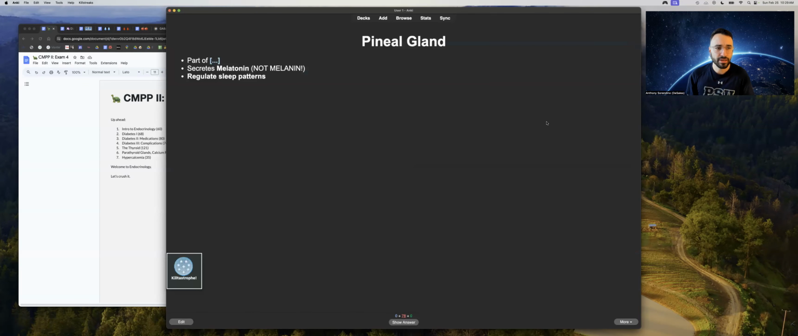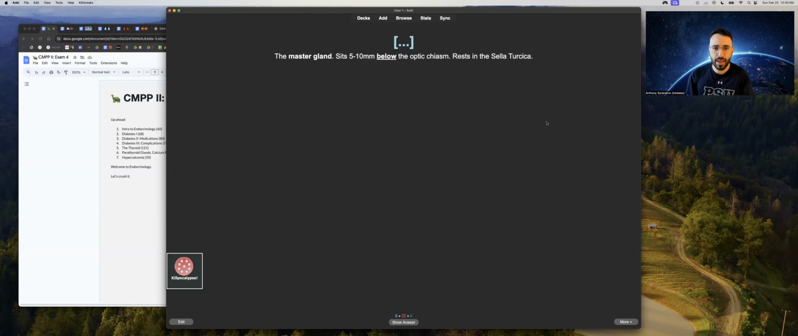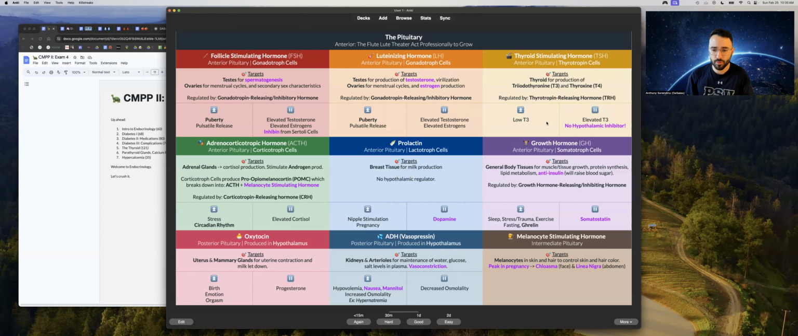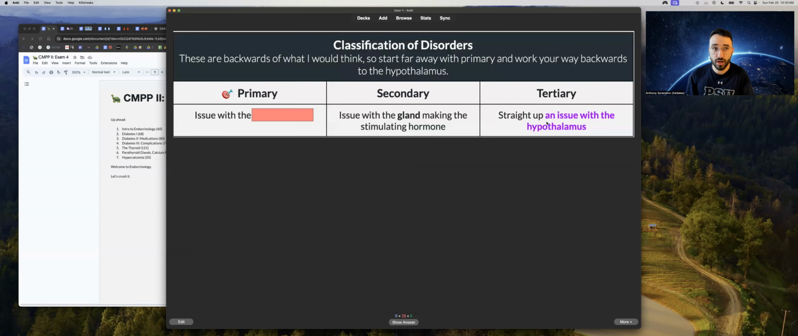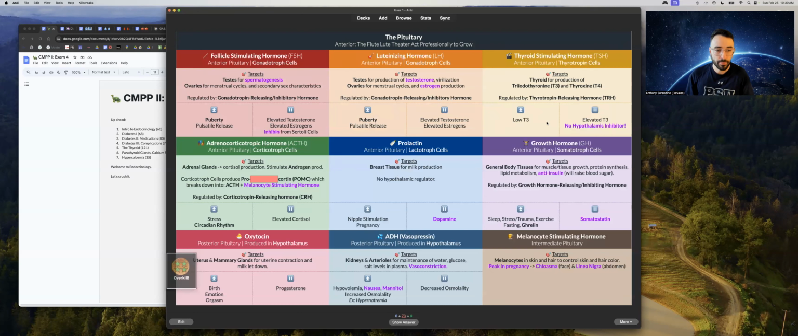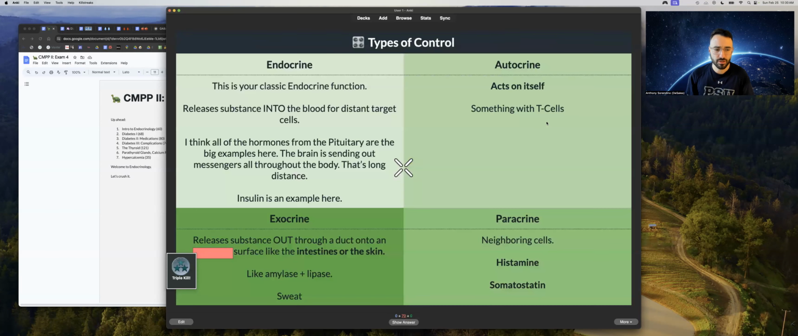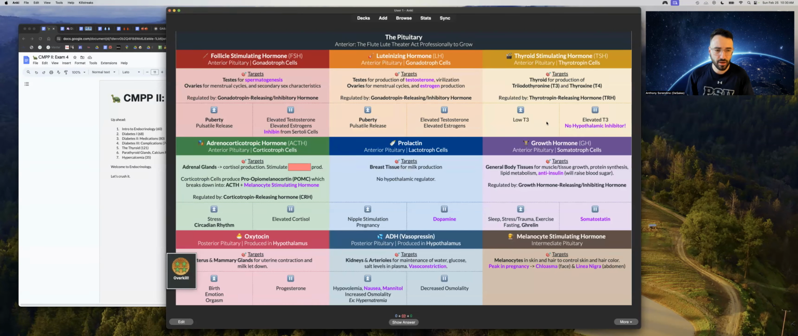Let's go. Pineal gland, part of epithalamus, master gland, pituitary, medulla, peak in pregnancy, primary issue with the target organ. Opiomelanocortin. Vasopressin, adipose tissue, release a substance out through a duct onto an epithelial surface. Stimulate androgen production. That's a good one. I'm going to mark that as hard so we see that more.